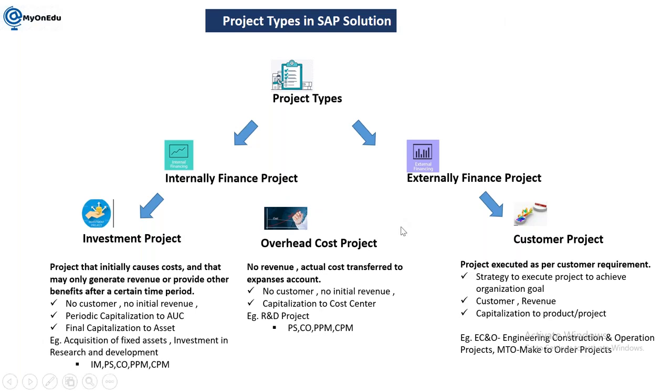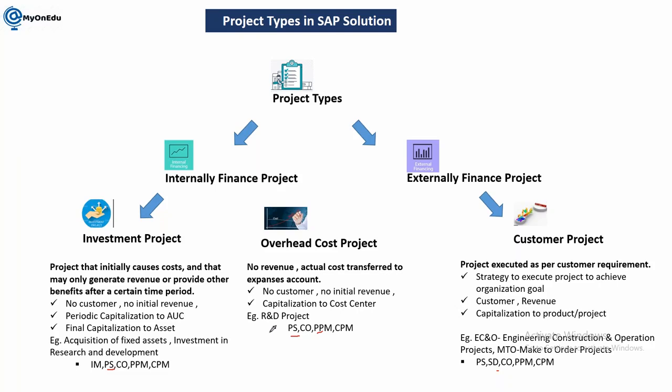So further here, if you see, we can map the solution with project system, sales and distribution, controlling, PPM and CPM. To manage projects, I'm not talking about the sales and controlling side, but to manage the project itself, somewhere you are using PS, PPM, CPM. These are the different modules you are using to manage your projects.